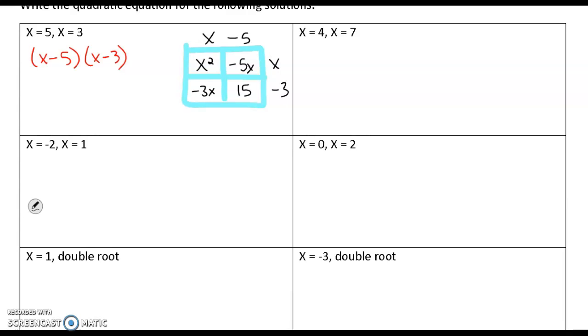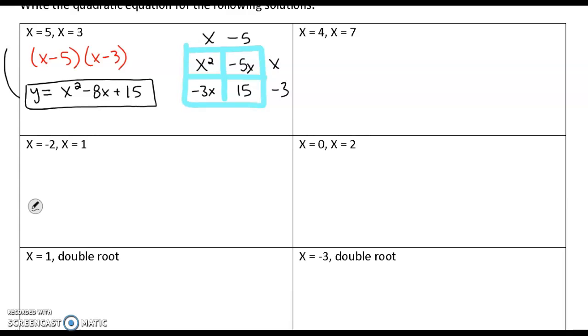15. Combining my like terms, I get the following quadratic. X squared minus 8x plus 15. This is my equation, because notice the two factors for this would be x minus 5 and x minus 3, and then our solutions are x is 5 and x is 3.